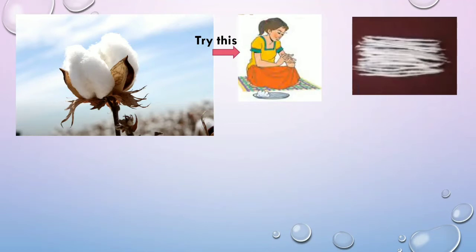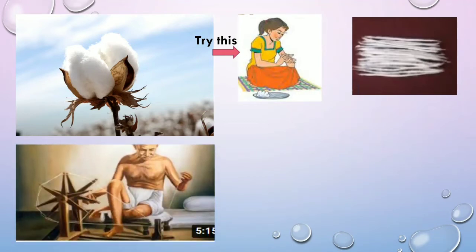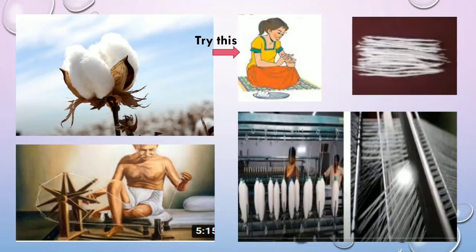Earlier, a spinning wheel was used to draw yarn from cotton. Nowadays, the same process is carried out on machines. Cloth is made of cotton yarn.